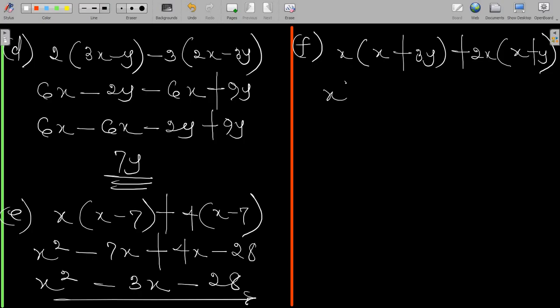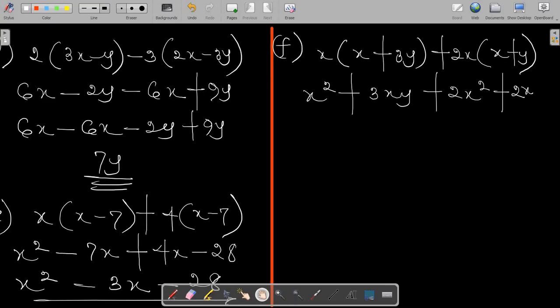x times x, we have it to be x squared, and this is plus x times 3y, so we are going to have it to be 3xy. We need to be very careful here. So plus 2x times x, we have it to be 2x squared. Can you see that? x times x is x squared. Then plus, don't forget, positive times positive, we have it to be positive. So 2x times y, we have it to be 2xy. Let me write it properly, 2xy. x comes before y in alphabetical order. So we now have our result equals x squared.